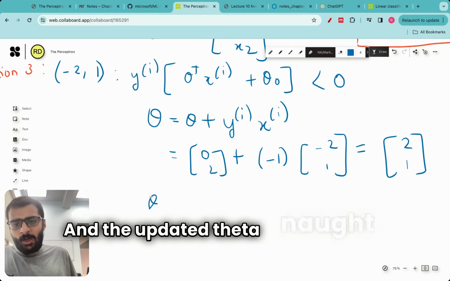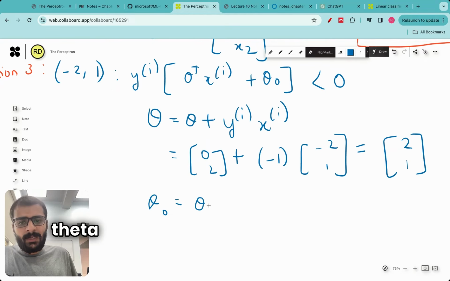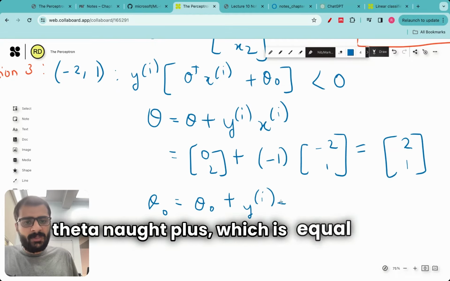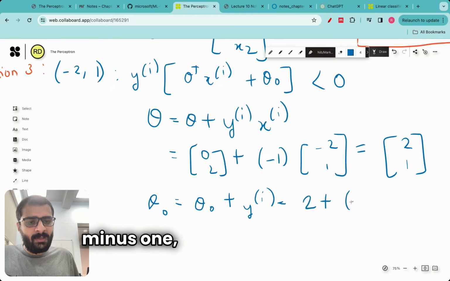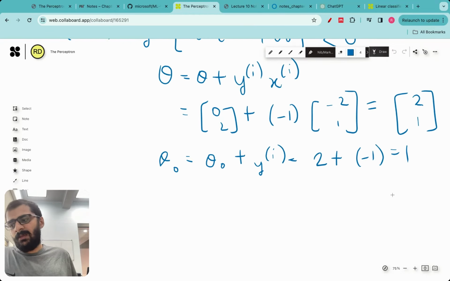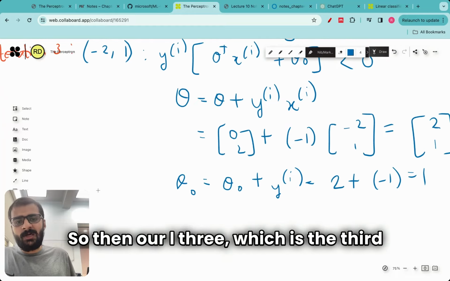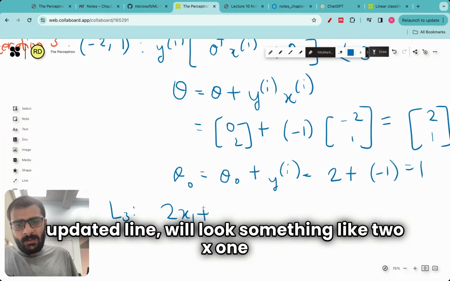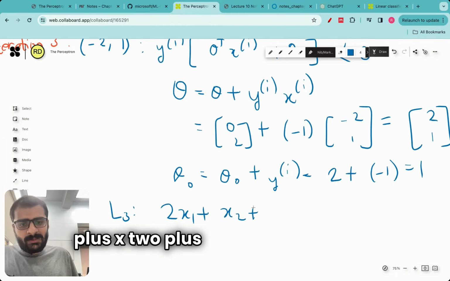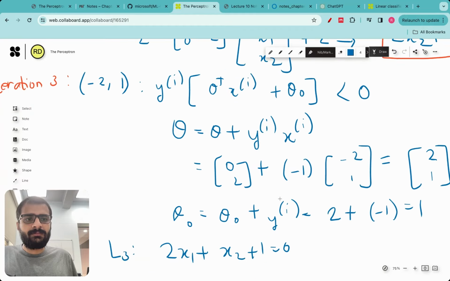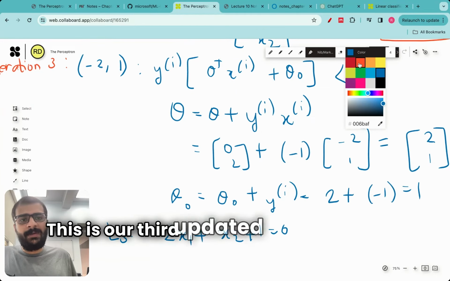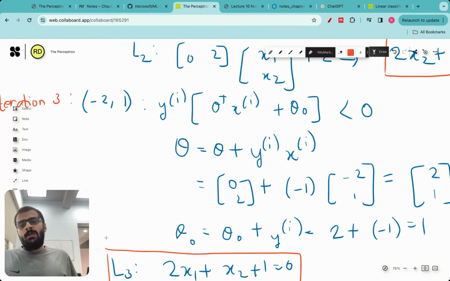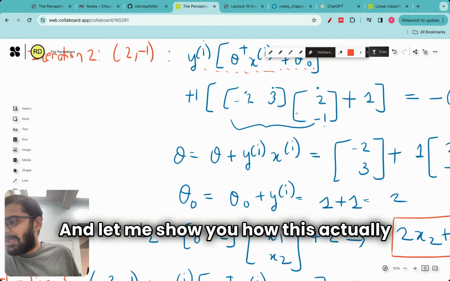And the updated theta naught will be equal to theta naught plus yi, which is equal to 2 plus minus 1, which is equal to 1. So then our L3, which is the third updated line, will look something like 2x1 plus x2 plus 1 is equal to 0. This is our third updated line given by the perceptron. And let me show you how this actually looks.